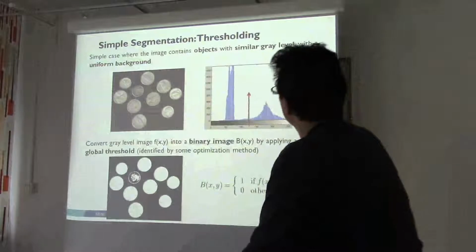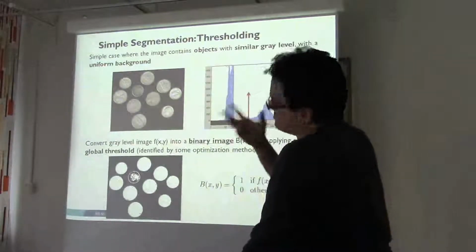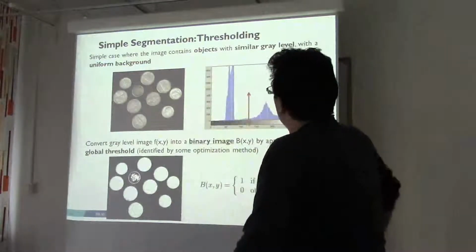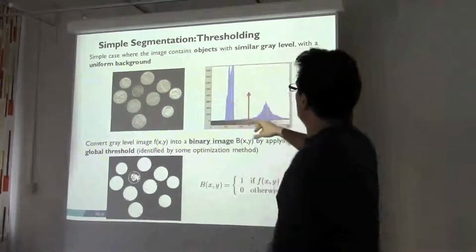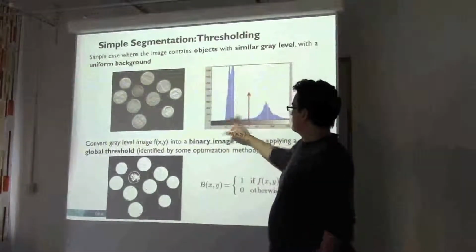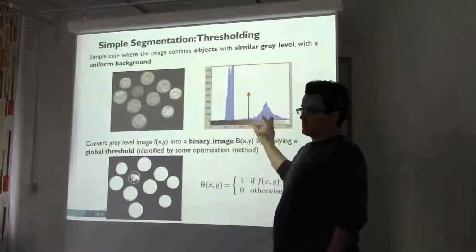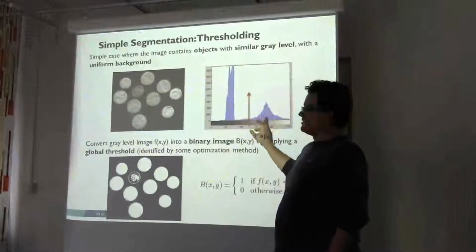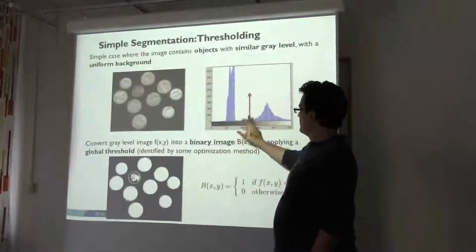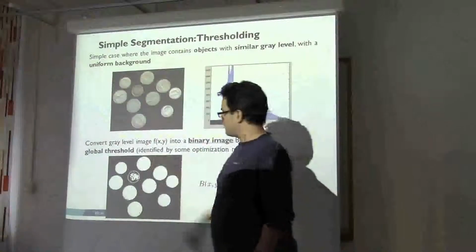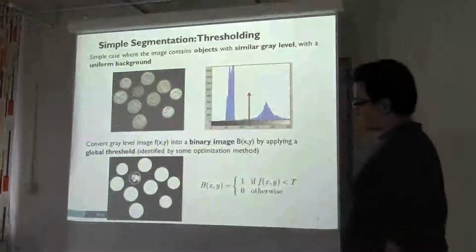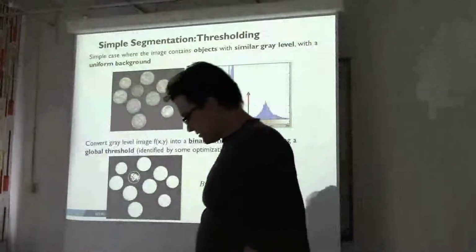When you have objects with more or less similar gray value, and the background is uniform, you plot the histogram, you get two modes here. Have you seen it before? So you put a threshold somewhere, and then hopefully you get the regions of the image separated. This works if your object has similar gray level.